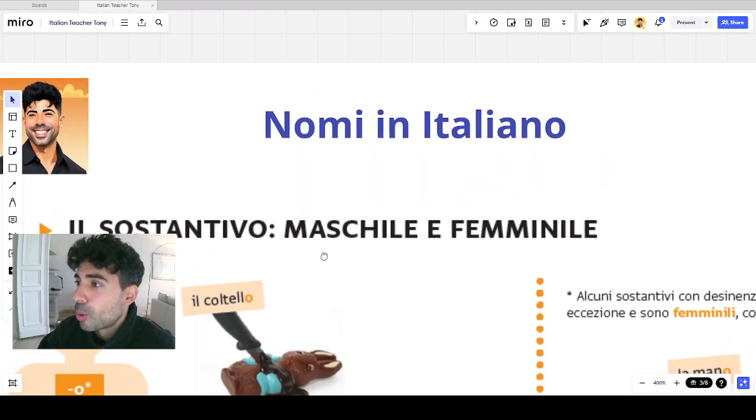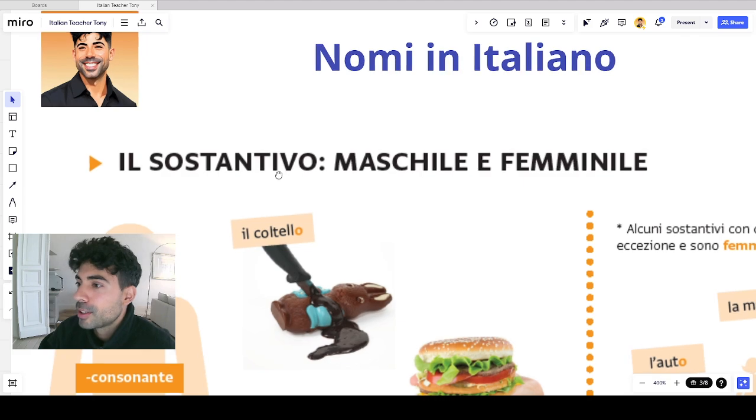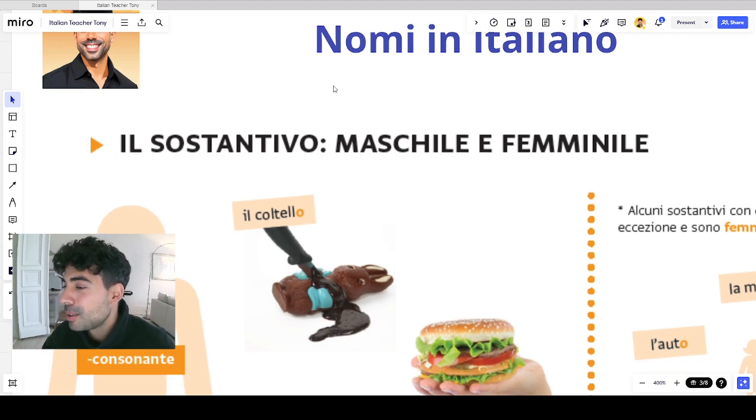Why is it important to understand the gender and the number in Italian? Well, because every single part of the sentence, the article, the verb, the adjective, they will be conjugated and they will be following the gender and the number of the noun. So we need to absolutely be able to recognize masculine, feminine from singular and plural. So what is the rule?